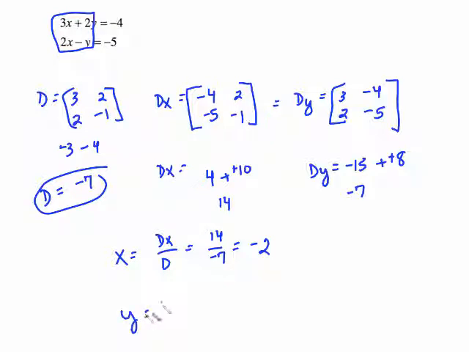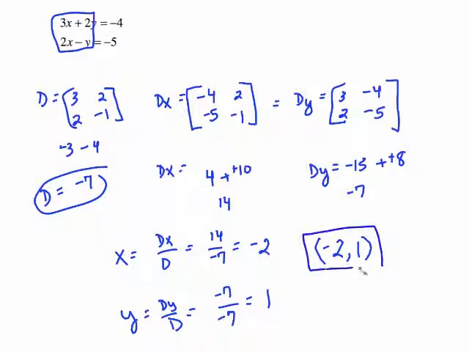And your y value is dy over d, which is negative 7 over negative 7, which gives you a positive 1. Your ordered pair is negative 2, 1. You can plug those in for x and y, and you'll see that they do check.